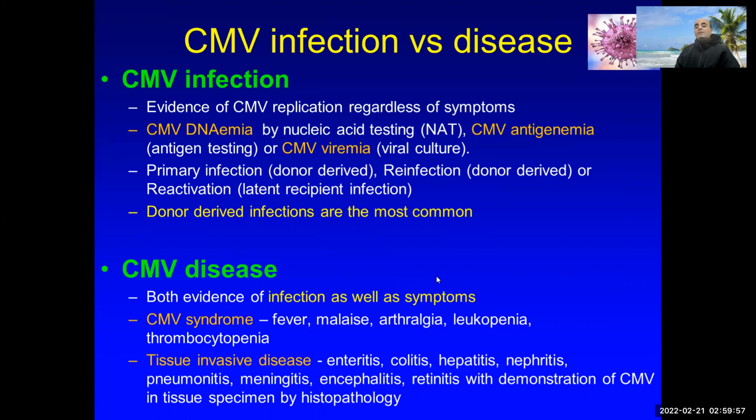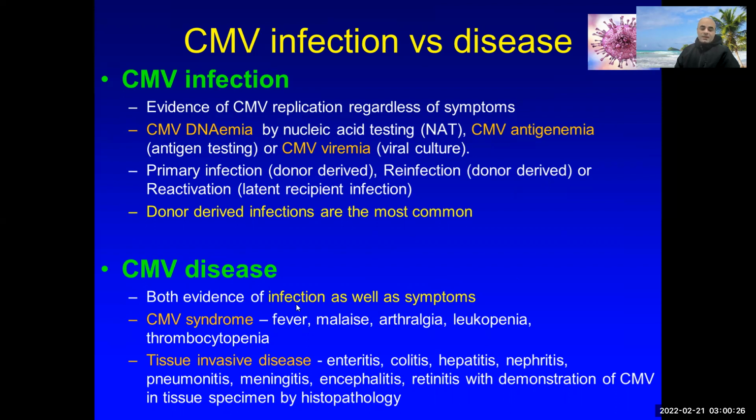CMV infection is evidence of CMV replication regardless of symptoms, by CMV DNA viremia by nucleic acid testing (NAT), CMV antigenemia by antigen testing, or CMV viremia by viral culture. It can be primary infection, donor-derived reinfection, or reactivation of latent recipient infection; donor-derived infection is the most common.